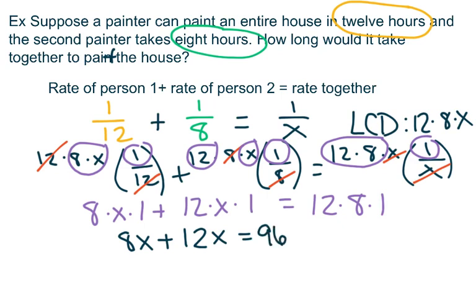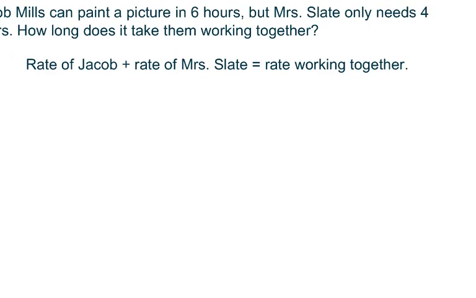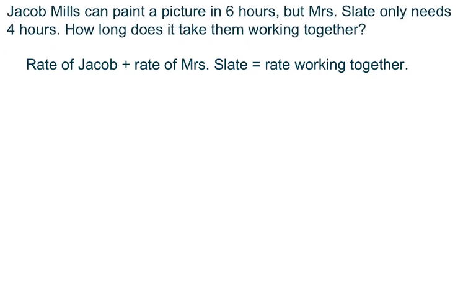So we're going to solve this just like we would a regular problem. 8x plus 12x is 20x equals 96, and then I'm going to divide both sides by 20. You can use a simple calculator to figure this out. So x equals 4.8 hours. And that's our answer. It's pretty much the same as what we just did. I'm not sure why you can't read that. Let me slide that over.